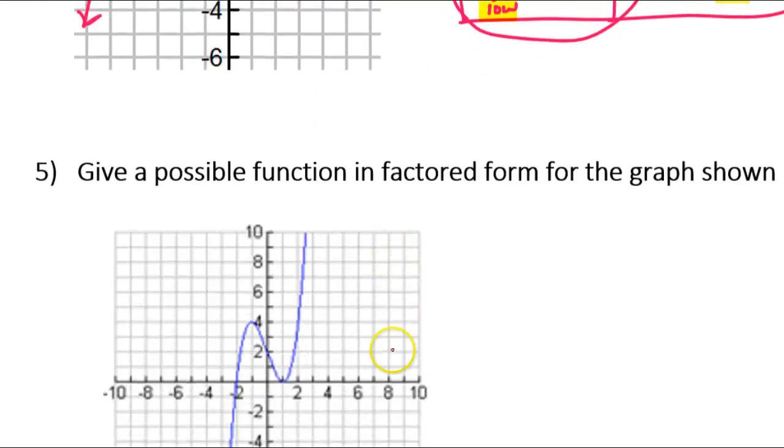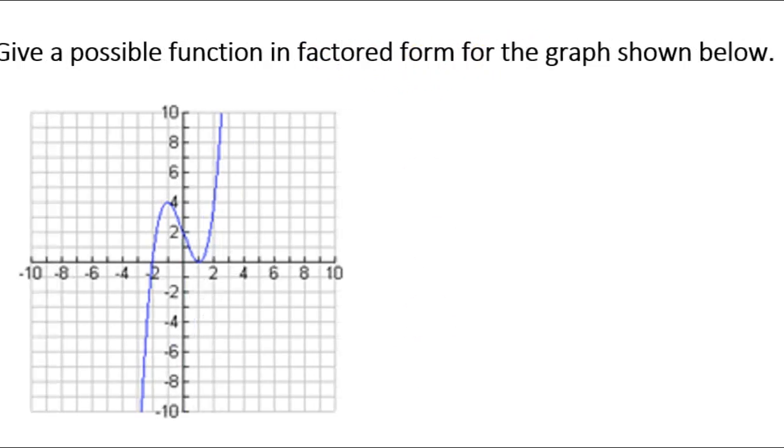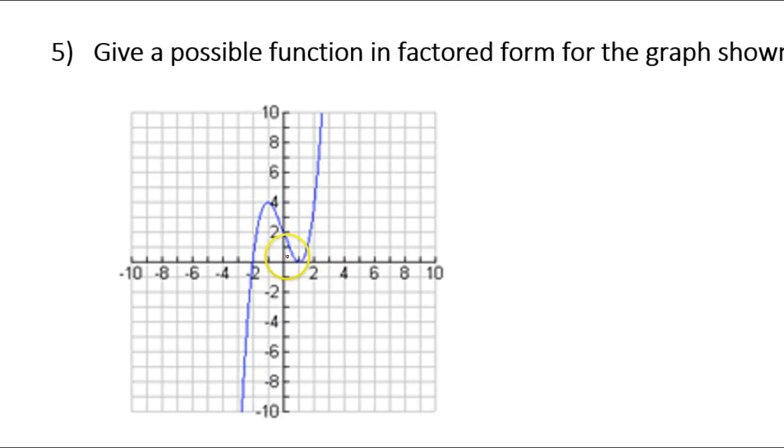All right, number 5. Give a possible function in factored form for the graph shown below. So we're just going the other way. So let's look at the zeros or x-intercepts of the function. So we have these zeros. We have a 0 at -2. And we have a 0 at 1. Now, at -2, notice the graph goes straight through. And at 1, notice that there's a bounce there.